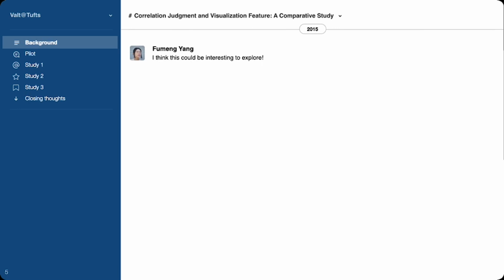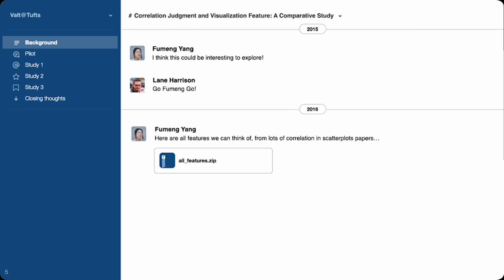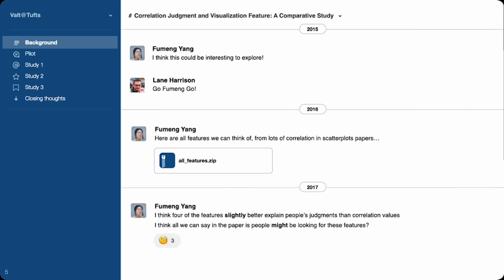From 2015 to 2017, we did a follow-up paper on this. Using logistic regression and features proposed in the literature, we found some perceptual features like prediction ellipse slightly better predict people's judgments than correlation values, suggesting that they might be the feature people were looking for when making their judgments.